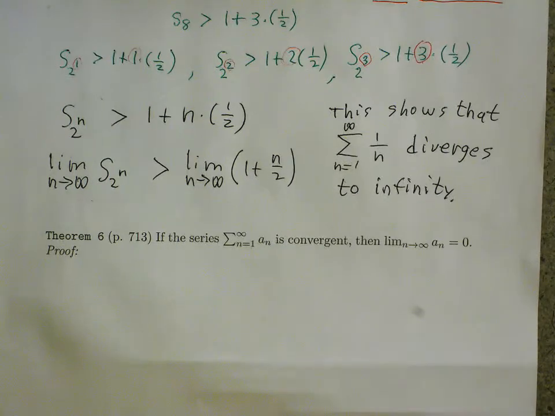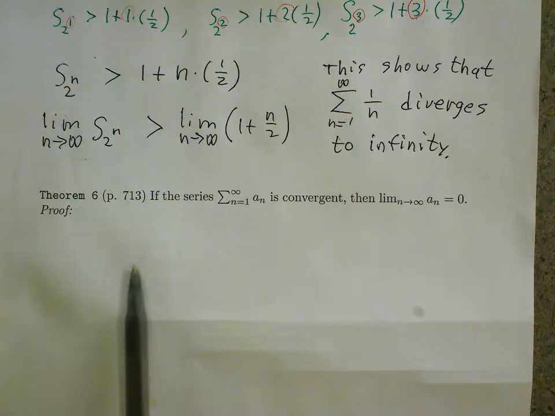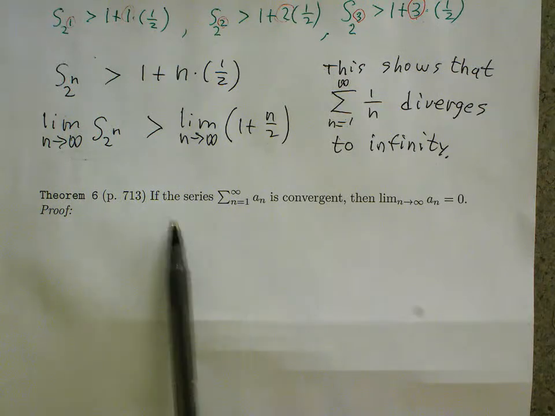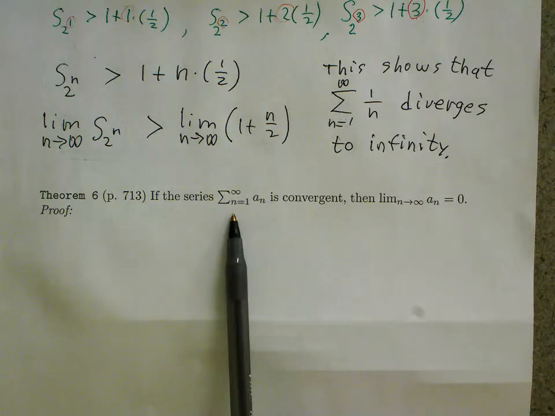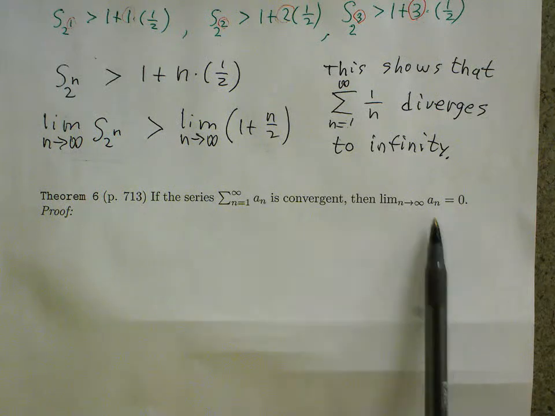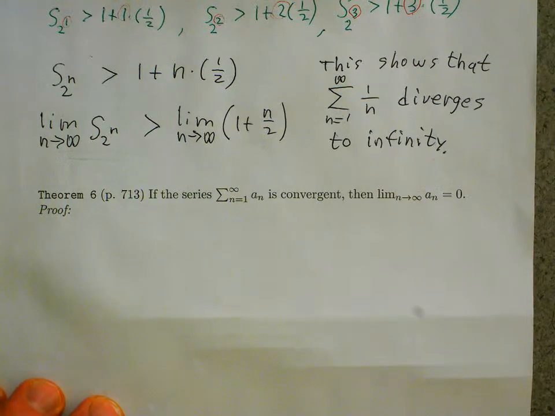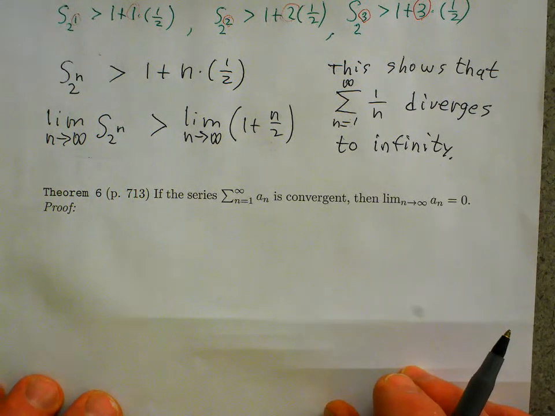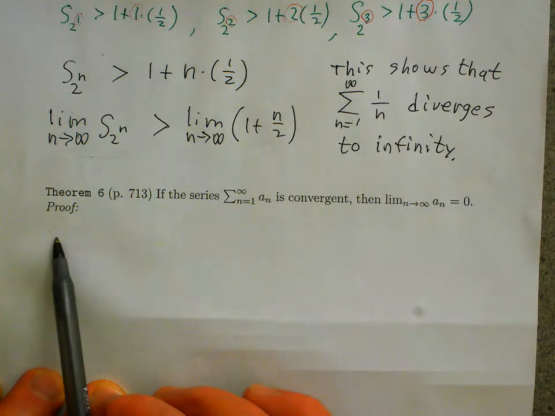Okay, we have a theorem. Theorem 6 on page 713 in the textbook. If the series of the a sub n terms as n ranges from 1 to infinity is convergent, then the limit of the sequence a sub n as n approaches infinity is equal to 0. Okay, so we'll just do a short proof of this.